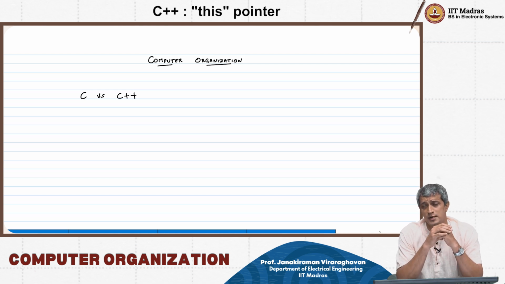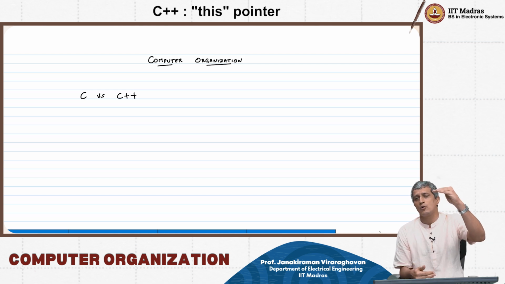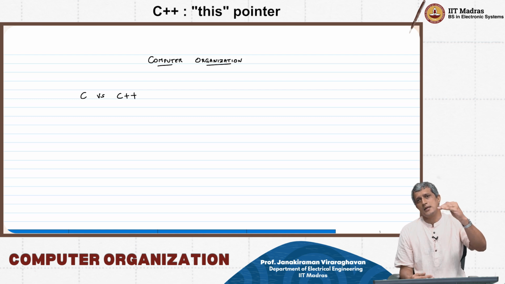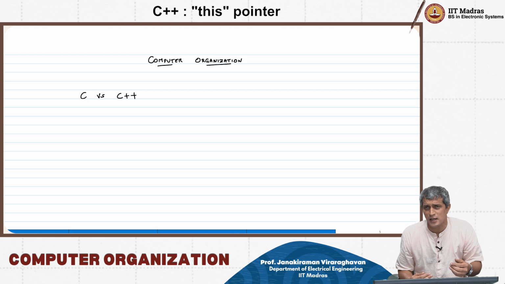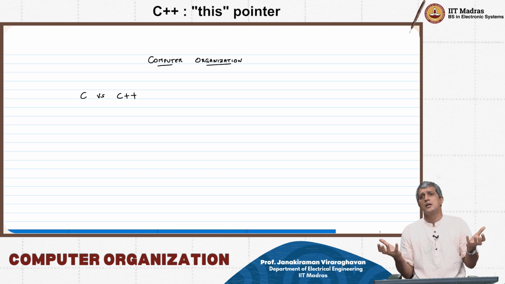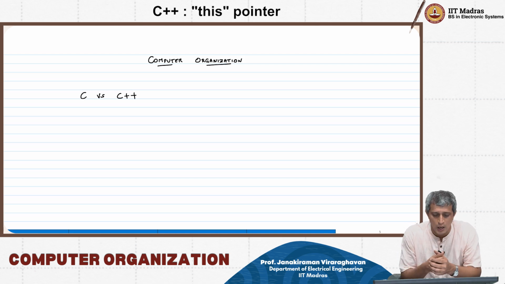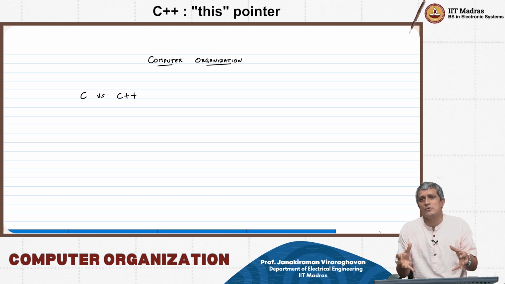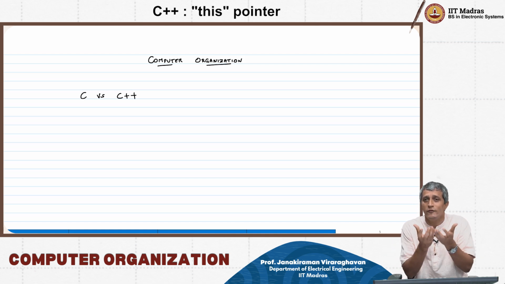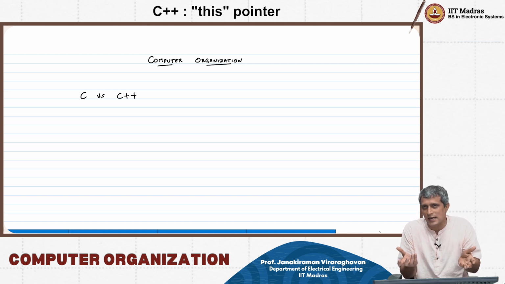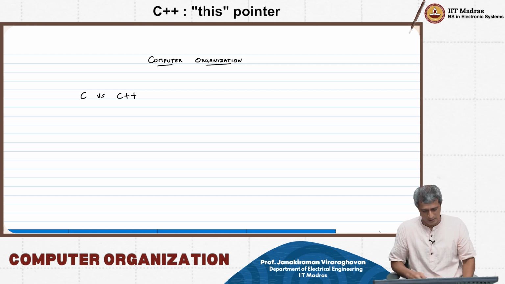Because C++ seems to be a higher level language than C. And in fact, this can be extended to Python and Java and so many things. There are so many languages which are sort of derivatives of C, which are very powerful. But at the assembly level, at the microprocessor level, is there any fundamental difference? If there is such a difference, what exactly is it? That's the focus of this discussion.